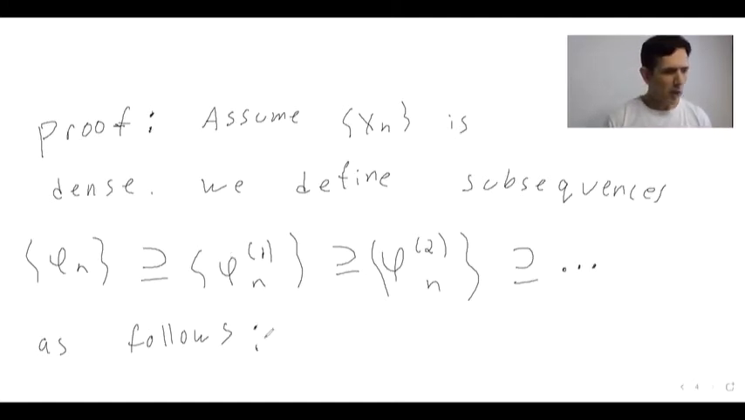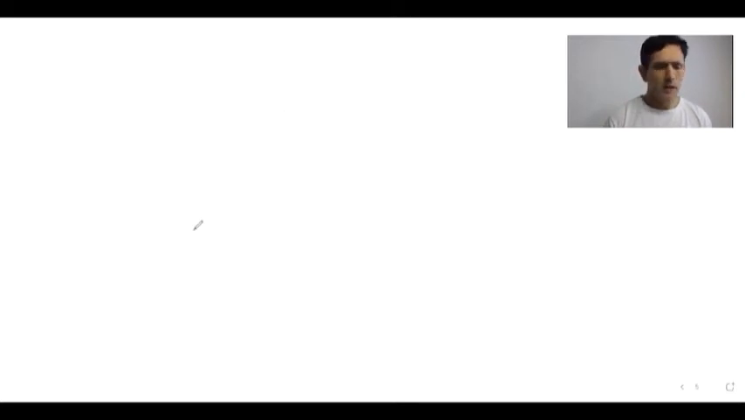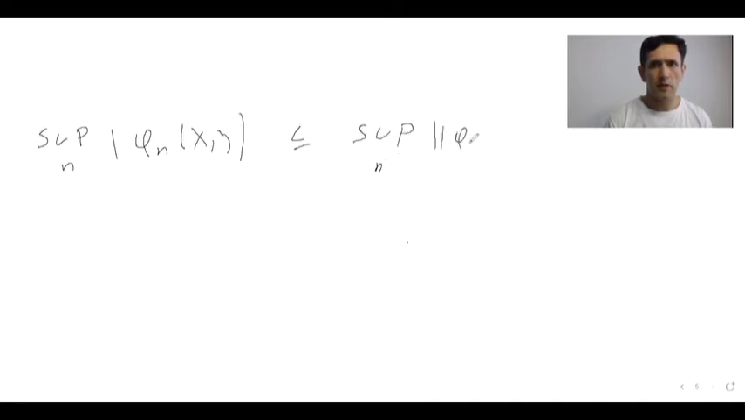So what do we do? Well, let's go to the next page. Observe that this here is less than or equal to, obviously, the sup over n of the norm of phi_n times the norm of x_1, that's less than or equal to M times the norm of x_1. So what does this mean? This trivially means that this is a bounded sequence of complex numbers.